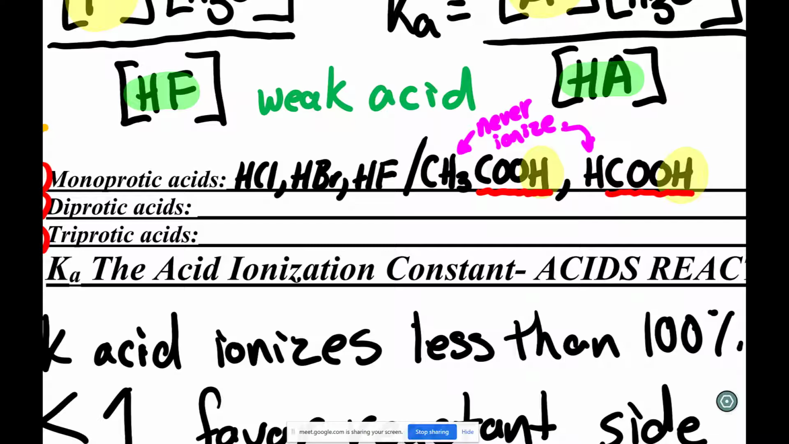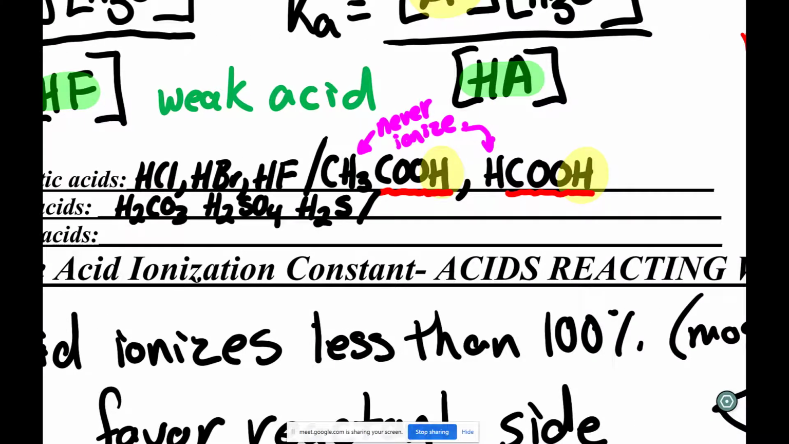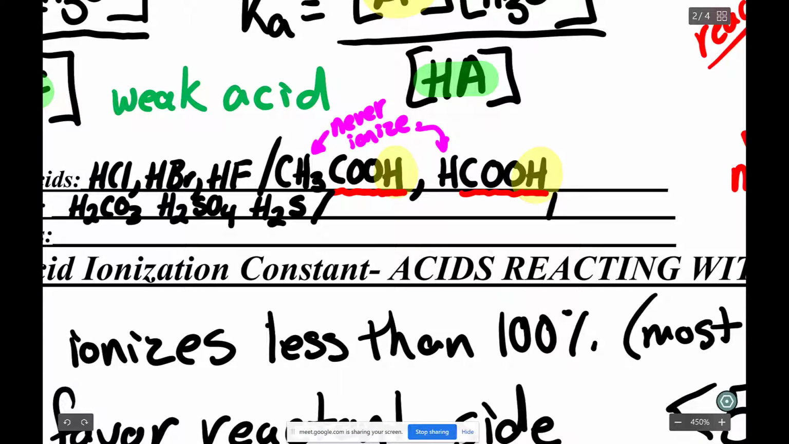Examples of diprotic acids would be things like H2CO3, carbonic acid, H2SO4, H2S. Those are all diprotic. And there's a very, very common diprotic organic acid. I'm just going to write it on the end here, called oxalic acid. It's HOOCCOOH. What you'll notice is that it has 2 carboxylic groups, this one and then this one. And it also has 2 H's, this one and this one.